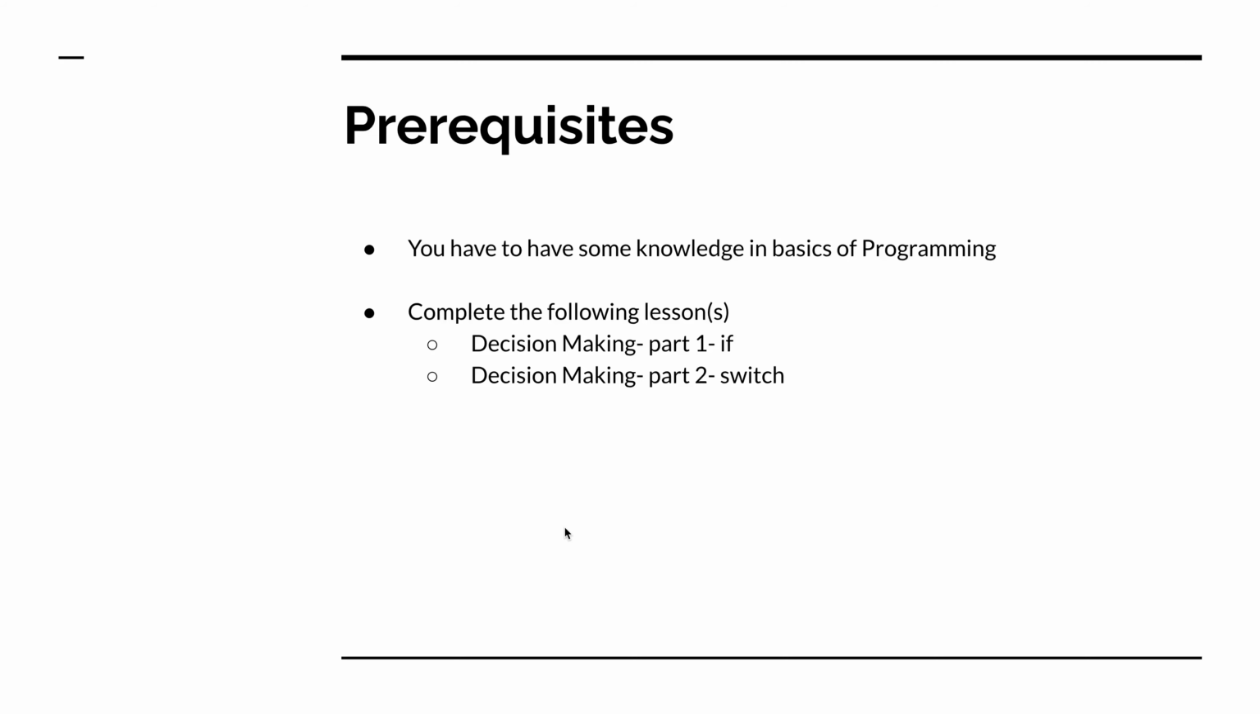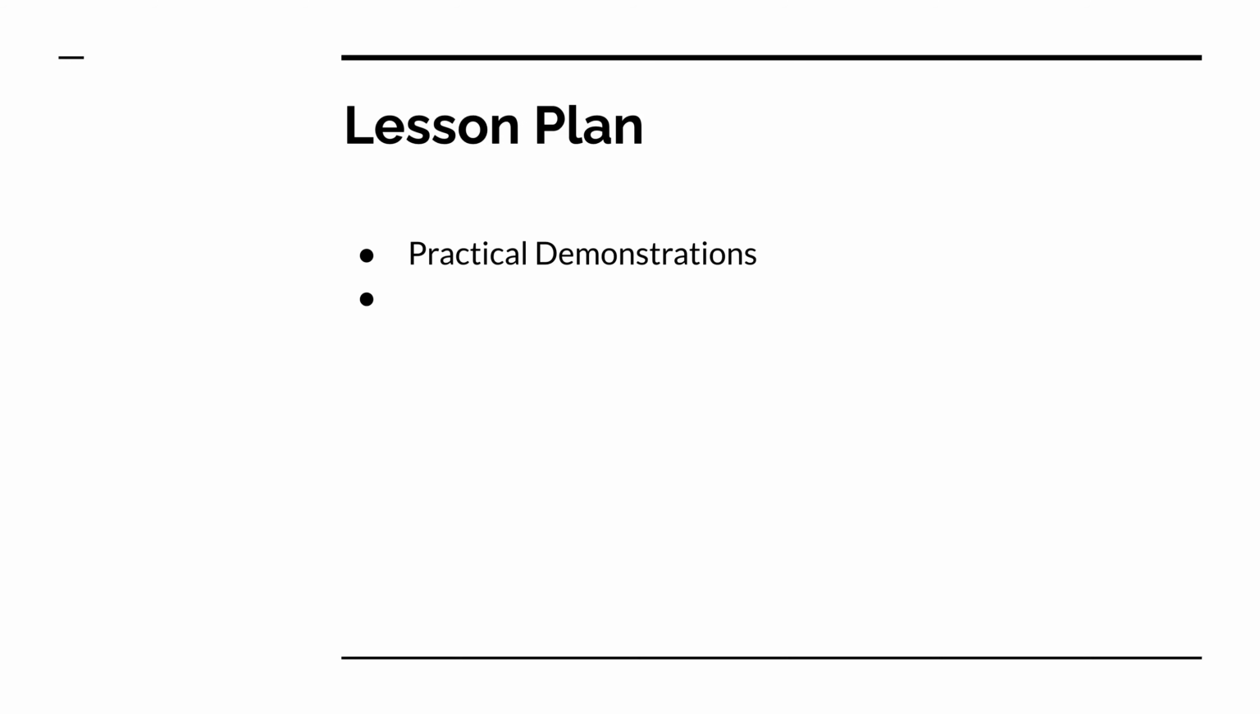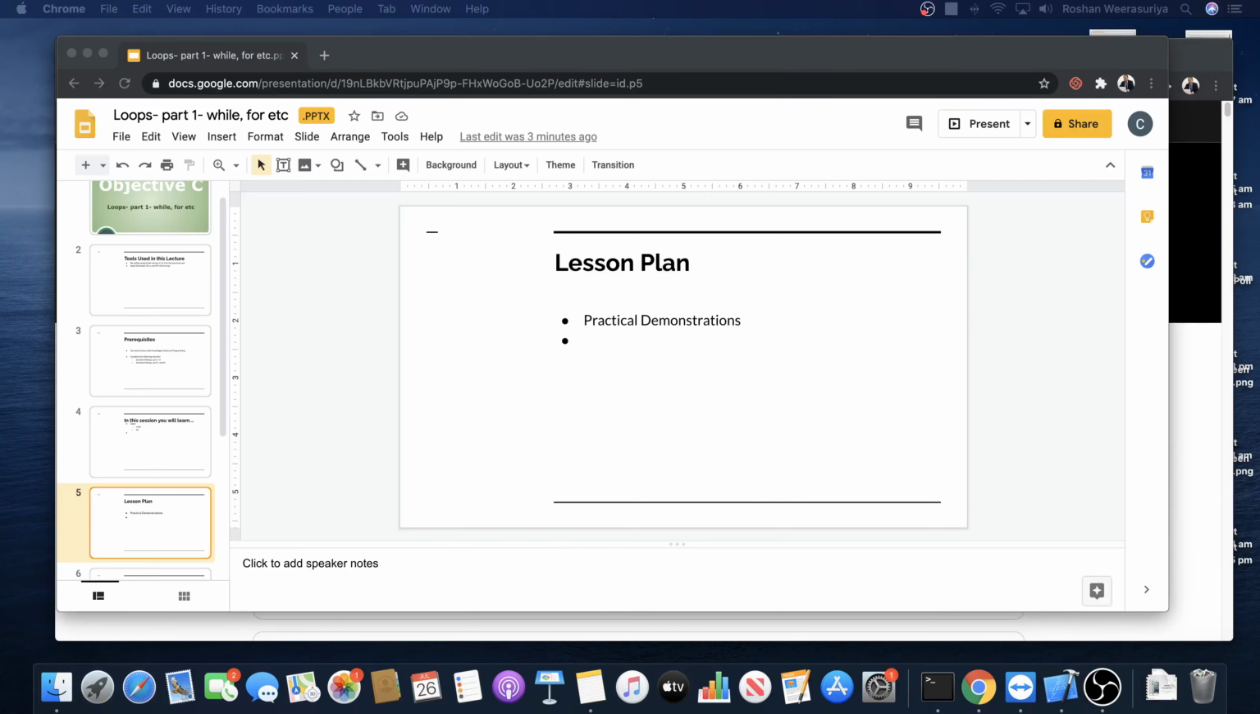Prerequisite: you need to complete the following lessons in this lecture series, which is decision making part 1 and decision making part 2. You will learn about loops, the while loop and for loop, and as usual it's going to be practical demonstrations. So let's create a project.